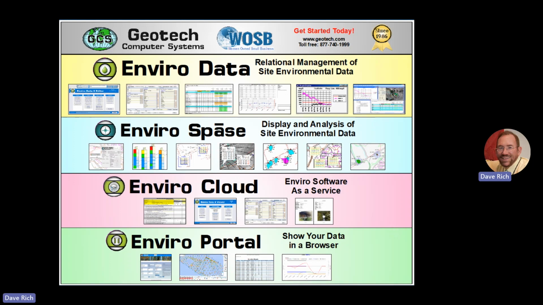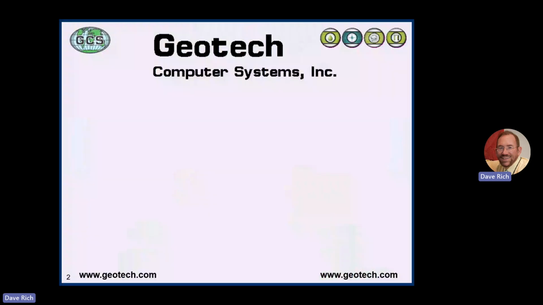Geotech's product line starts with the Enviro data management tool for building and working with environmental and similar data. Our Enviro Space tool is an extension to ArcGIS to display your data on GIS maps. Enviro Cloud lets you implement the software either locally on premises or in the cloud. Enviro Portal is a tool that helps you build websites to display your data either as maps, graphs, or tables.